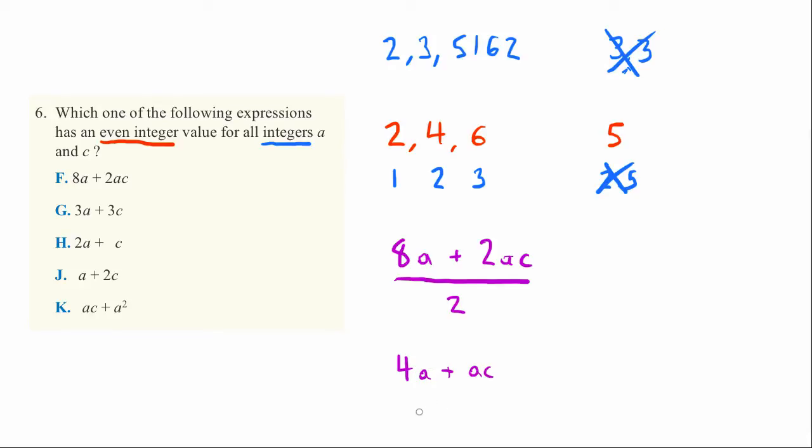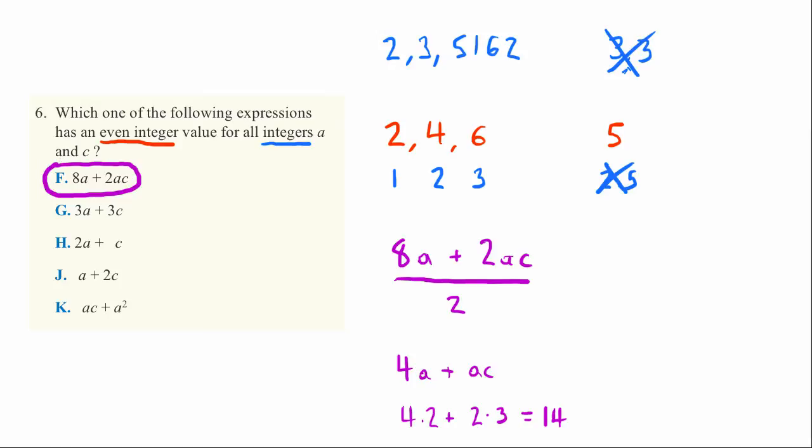So let's imagine the value of a was 2, it would be 4 times 2 plus 2, and let's say the value of c was 3. Now we have 8 plus 6, which is equal to 14. A nice whole number. We expect it to never have some decimal running off. Now, it turns out that's the correct answer. We just figured it out. When we divide this by 2, it always produces a whole number. The correct answer is F.